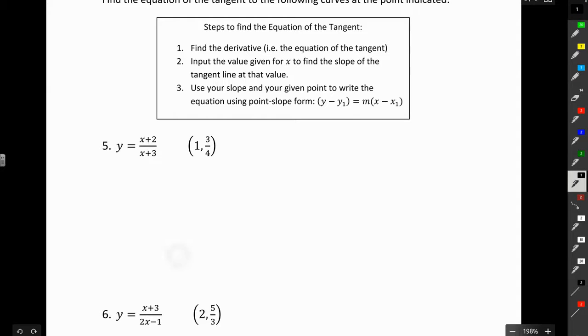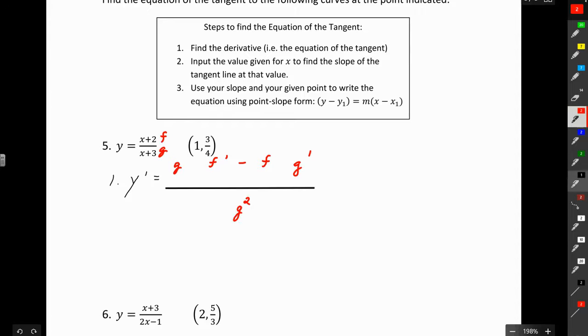So first we're going to do step 1, which is find the derivative. We have a quotient, so we're going to use the quotient rule. g, f prime, minus f, g prime, all over g squared. And now we'll fill it in. At this point, you don't have to simplify. You can just go to step 2, but I'm going to simplify it first.